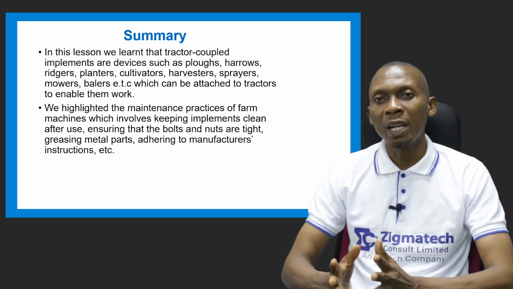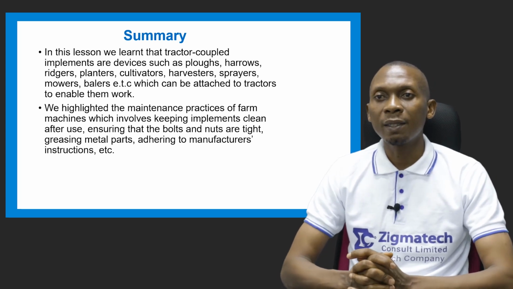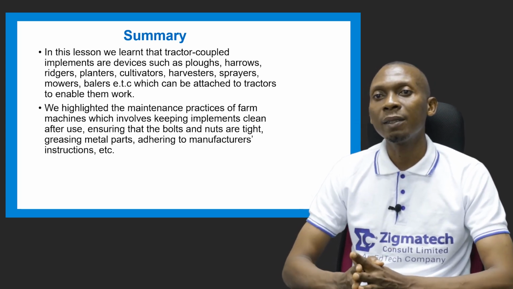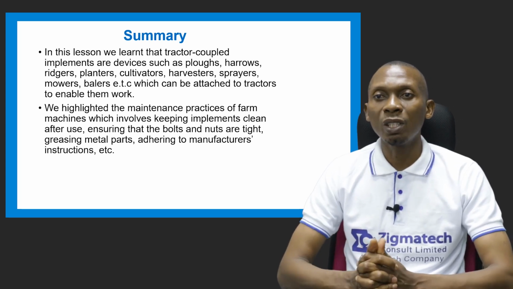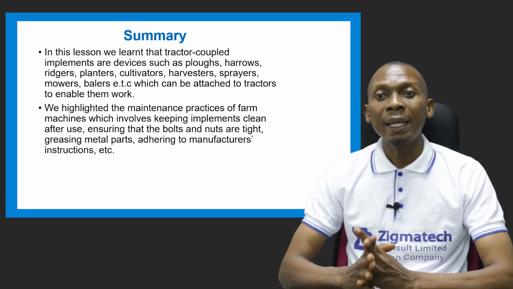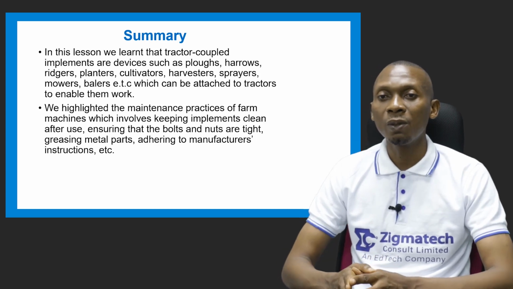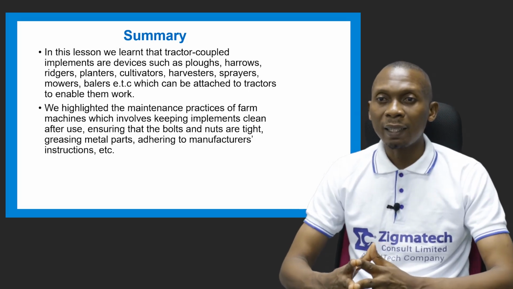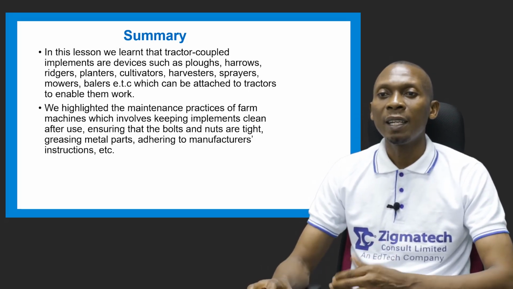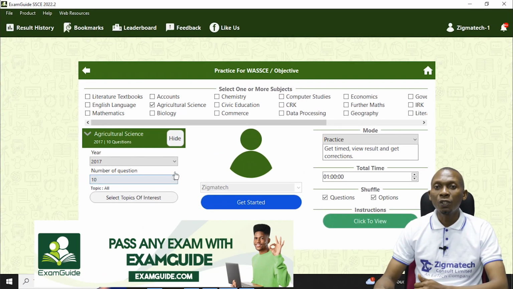Thank you. So let's have a recap on what we've learned so far in this lesson. We learned that tractor-coupled implements are devices such as the plow, the harrow, the ridger, the planters, cultivators, harvesters, sprayers, mowers, balers, which can be attached to tractors to enable them to work. We highlighted the maintenance practices of farm machines, which involve keeping these implements clean after use, ensuring that the bolts and nuts are tight, greasing of the metal parts, and adhering to manufacturer's instruction, just to mention a few. So let's take a look at some questions based on what I've taught you. Let's go to our exam guide and answer some questions.